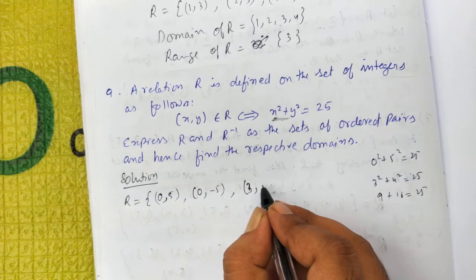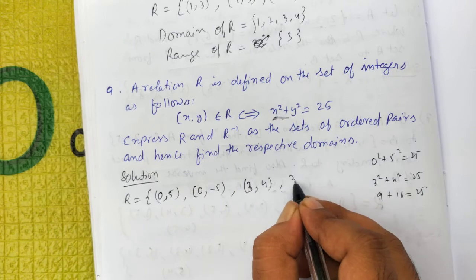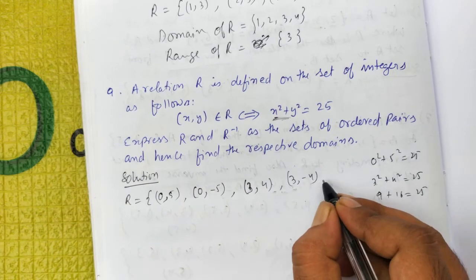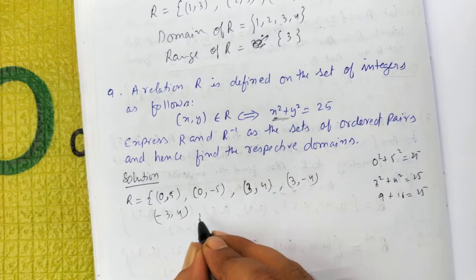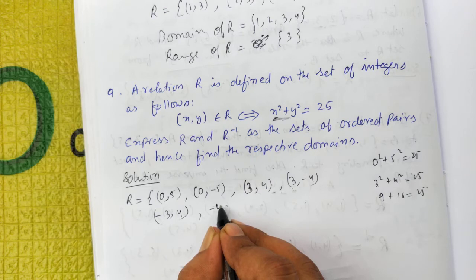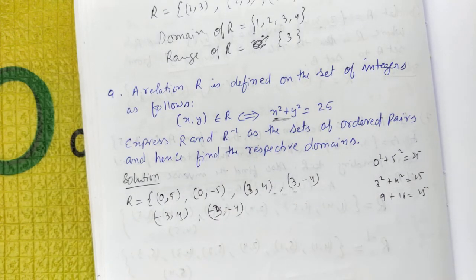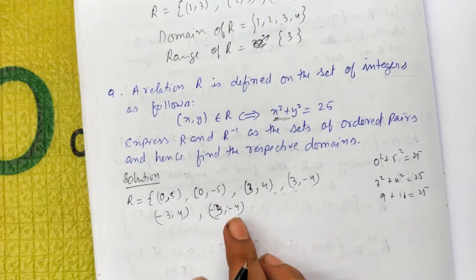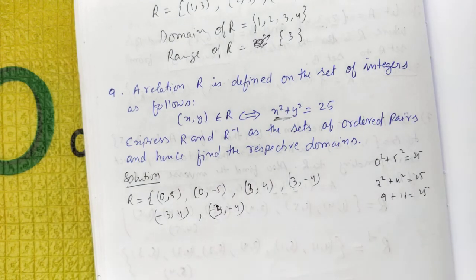So 3 can be 4. I'm using 3, 4. Or 3 can be negative 4 also. Or negative 3 can be 4 also. Or if both negative also, no problem. Minus 3, minus 4 also, no problem. If I square this also, we get a relation.